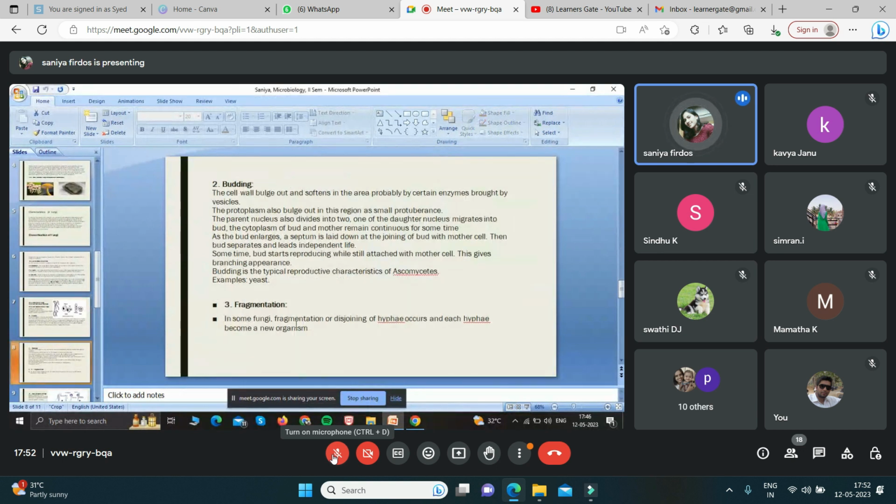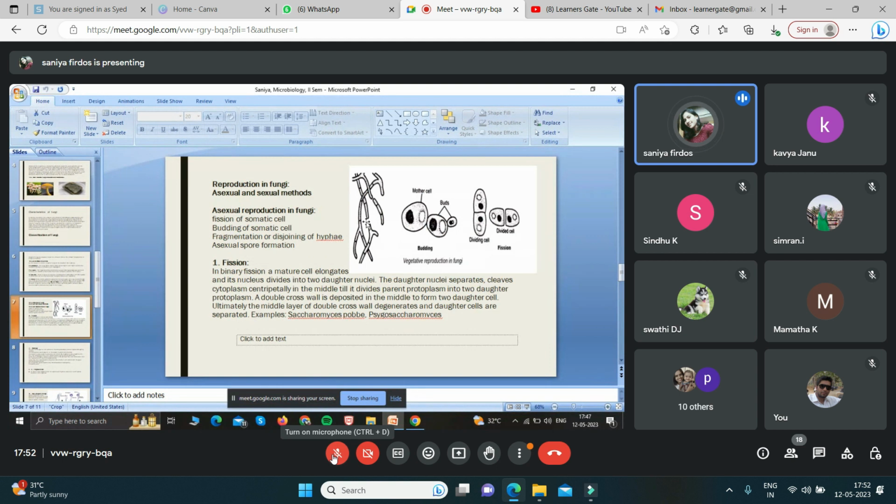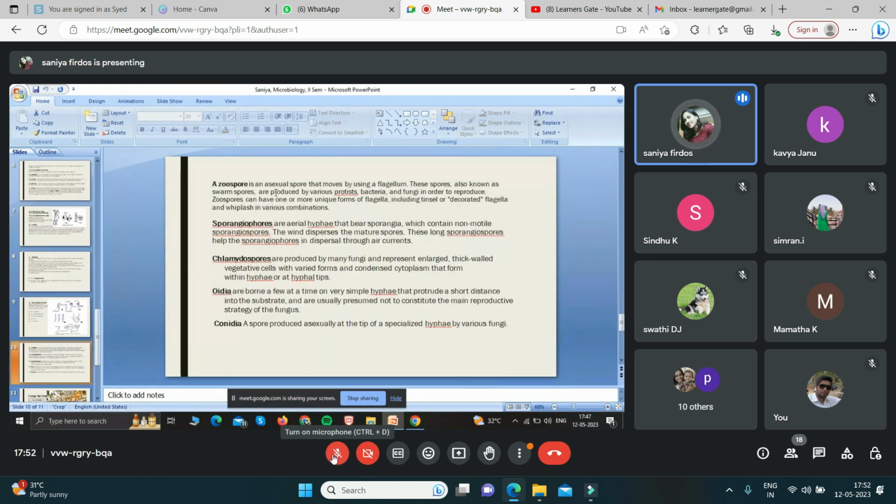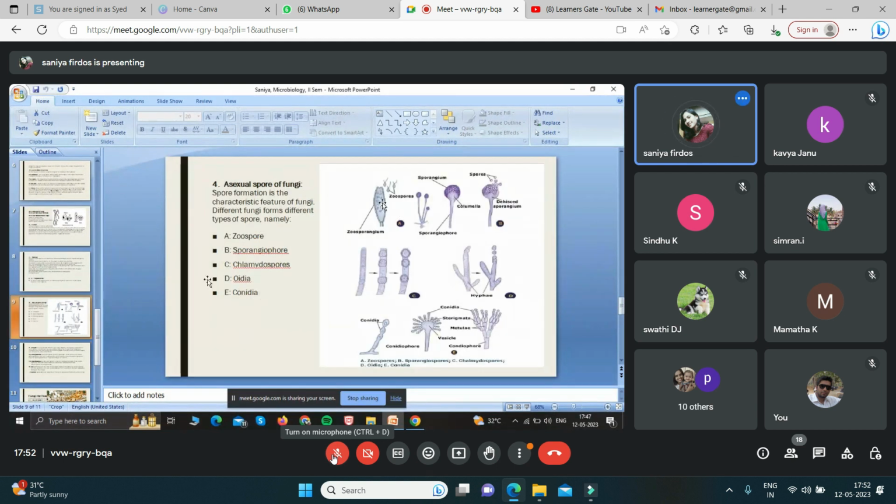Then fragmentation. In some fungi, fragmentation or disjoining of hyphae occurs, and each hypha becomes a new organism. This is how fragmentation occurs, where it breaks down. Then asexual spores of fungi are zoospores, sporangiospores, chlamydospores, oidia, and conidia. So the zoospore is an asexual spore that moves by using flagellum, as we can see here in the zoospores.